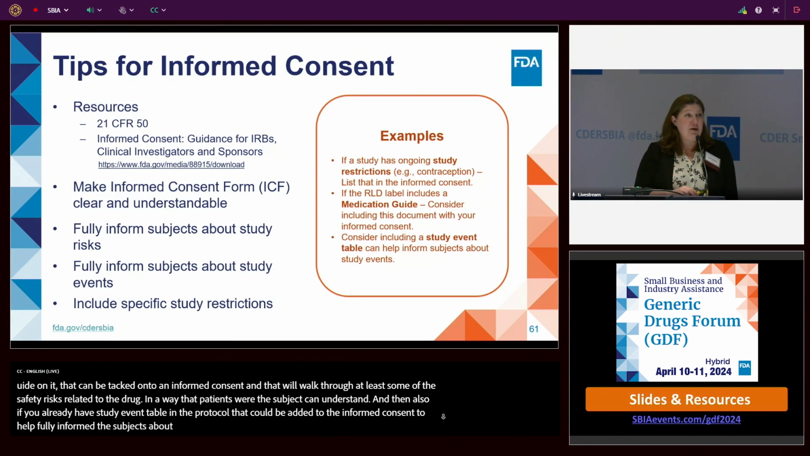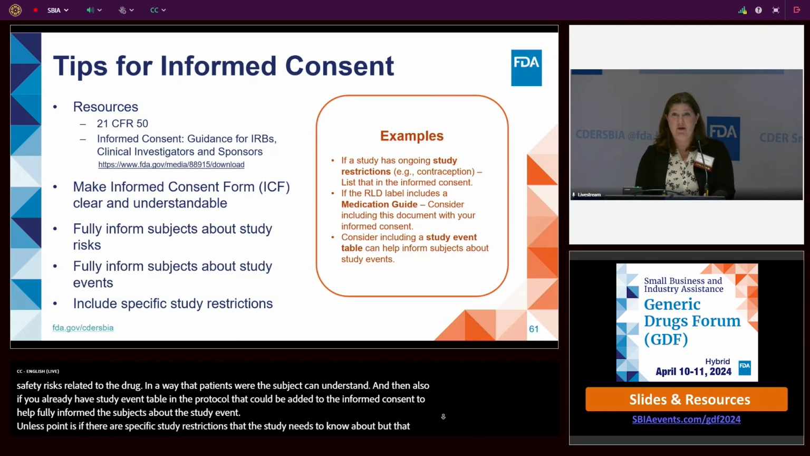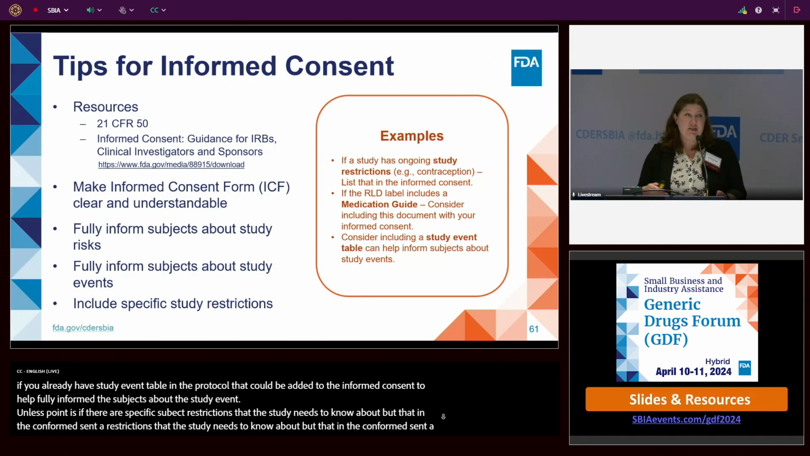And my last point here is just, if there are specific study restrictions that the subjects need to know about, put that in the informed consent. That way they have been clearly informed of them, and we know they've been clearly informed of them. The most common one there would be contraception. If they're required to use contraception during the study and for 4 months afterwards, just make sure that's clearly spelled out in the informed consent, so that that is highlighted for the subjects and they know about that.